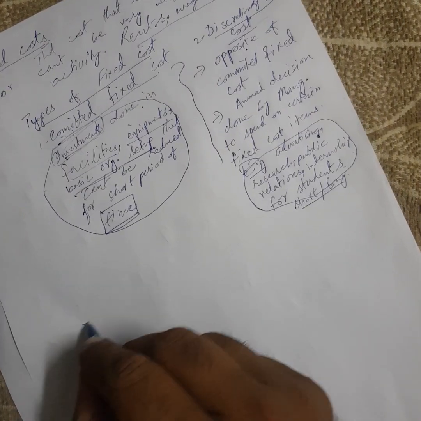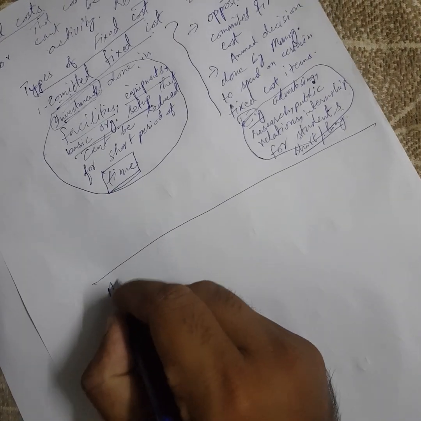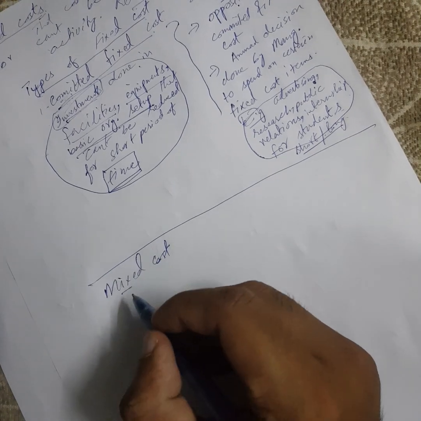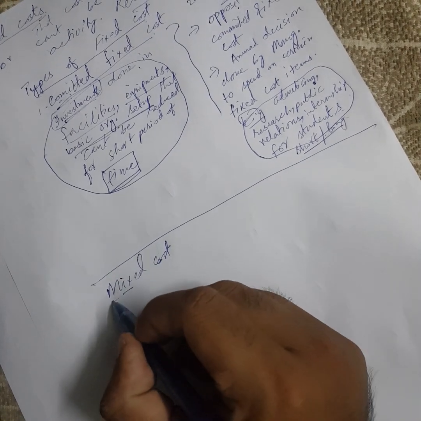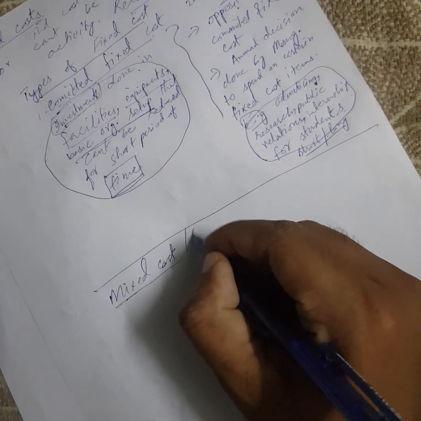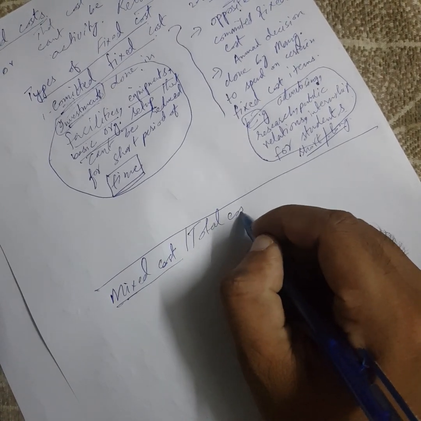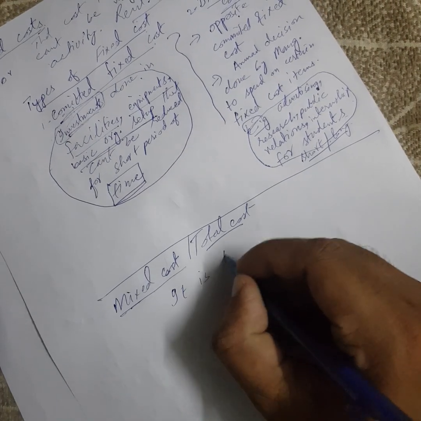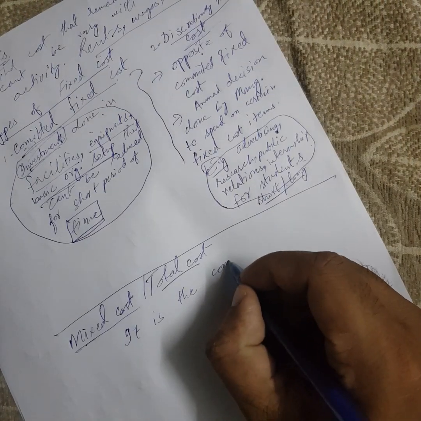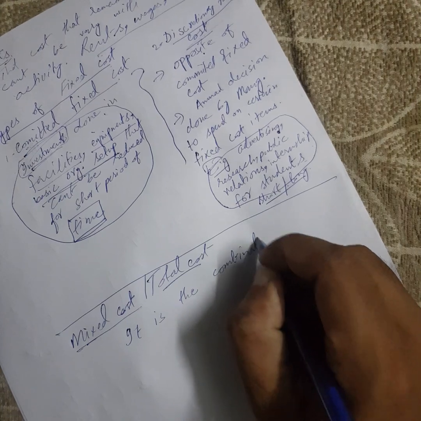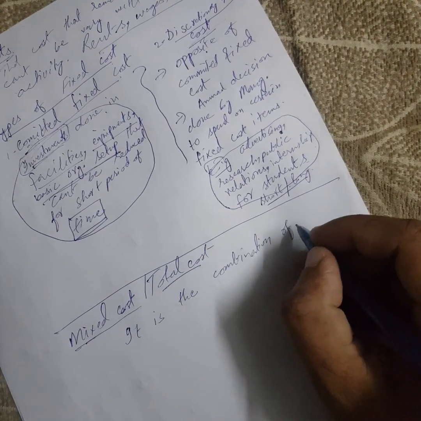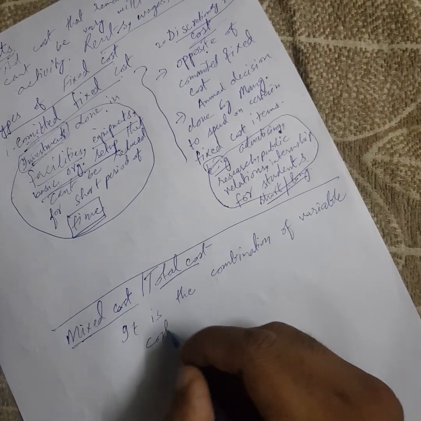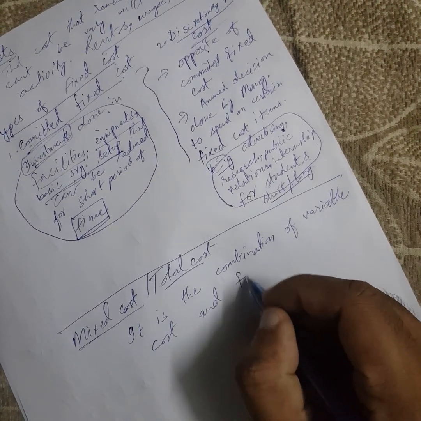Then comes mixed cost. With reference to chapter number 2, we call it total cost, because it is the combination of variable cost and fixed cost.